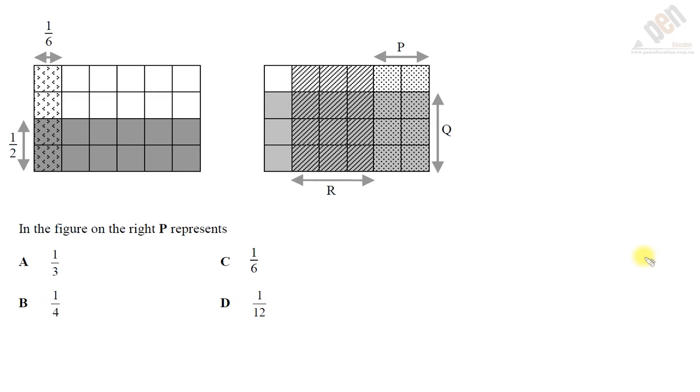In the figure on the right, P represents a third, a quarter, a sixth, or a twelfth. Now the way to work this question out is to look at our diagram here on the left. This diagram will show us that the side of 1 square is 1 on 6, and that the length of 2 squares this way is actually 1 on 2. So let's use this to find what the P here on the right represents.